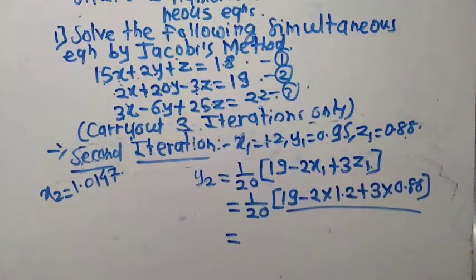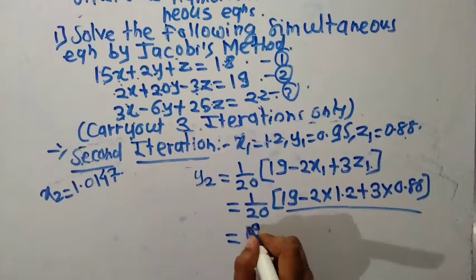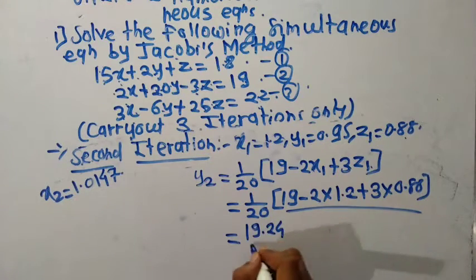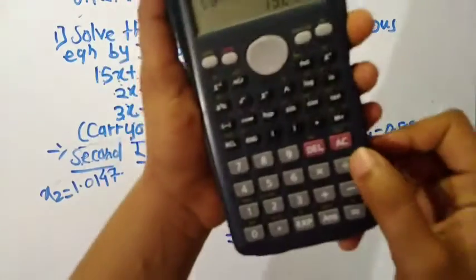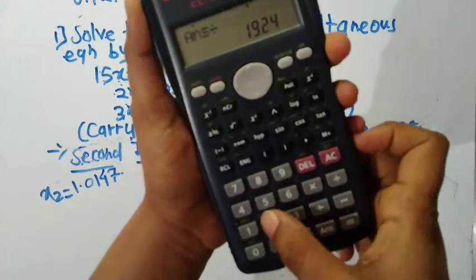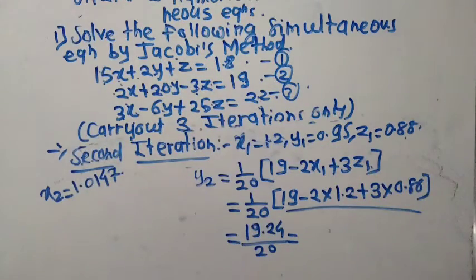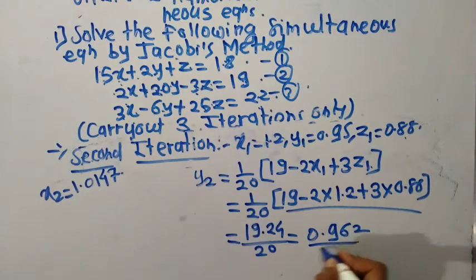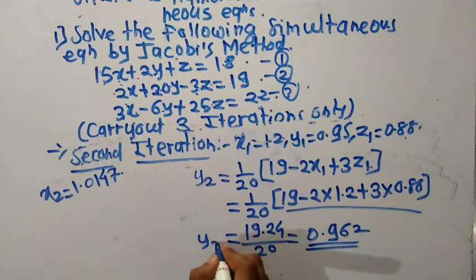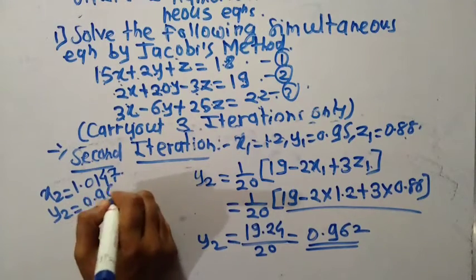90.24. 90.24 divided by 20 is equal to 0.962. This is y2. So y2 is equal to 0.962.